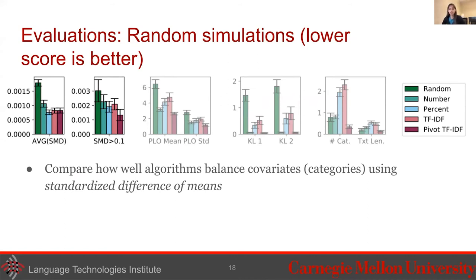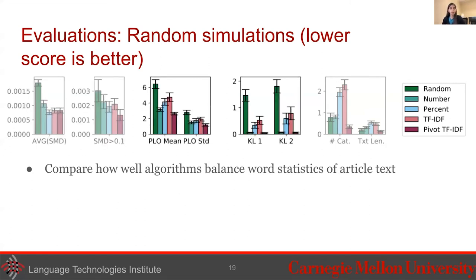So the first criteria that we examine is how similar the distributions of categories are between the target and comparison corpora using standardized difference of means. And this is the canonical way to examine covariate balancing in causal inference studies. We then compare the pivot slope TF-IDF vectors against other similarity schema, such as just choosing the comparison article with the highest number of common categories. And we find that pivot slope TF-IDF vectors perform the best overall.